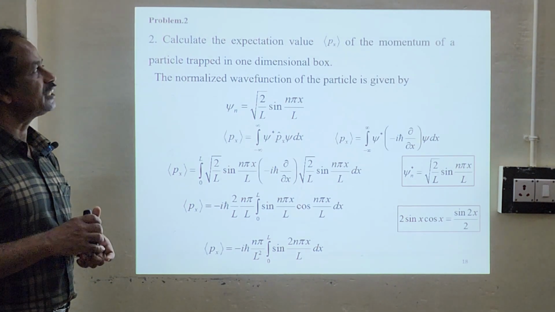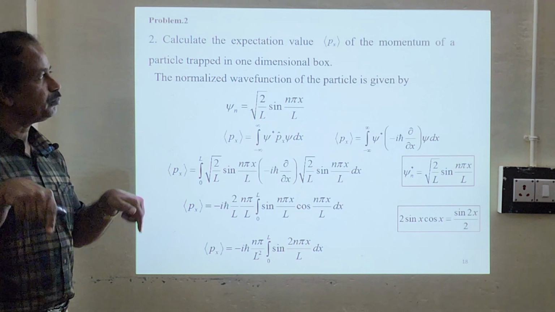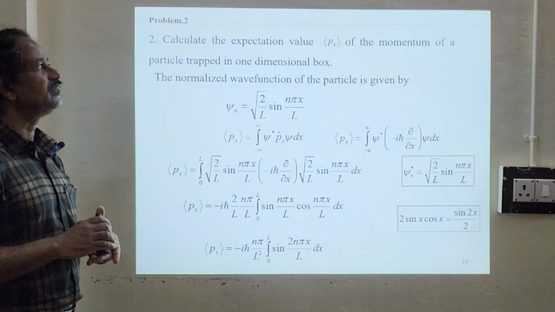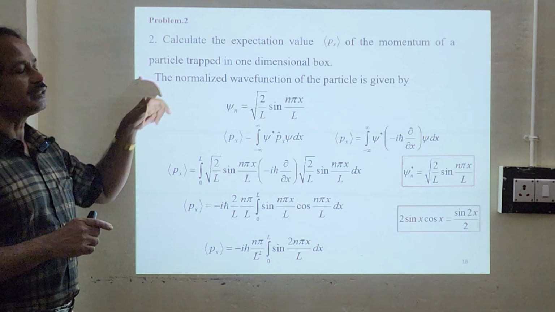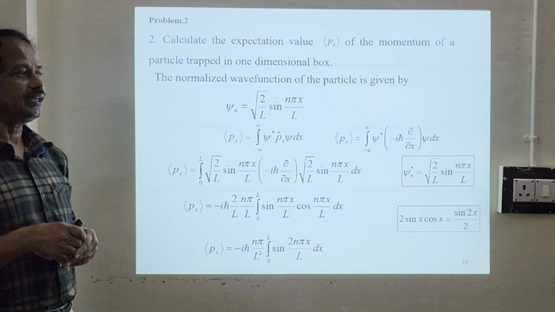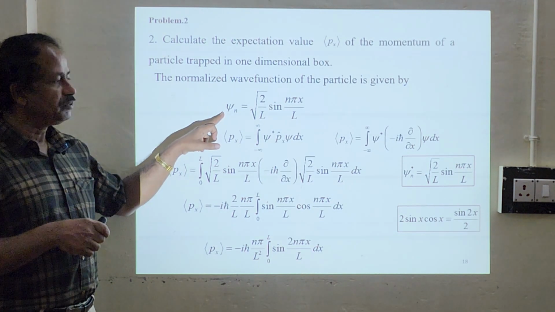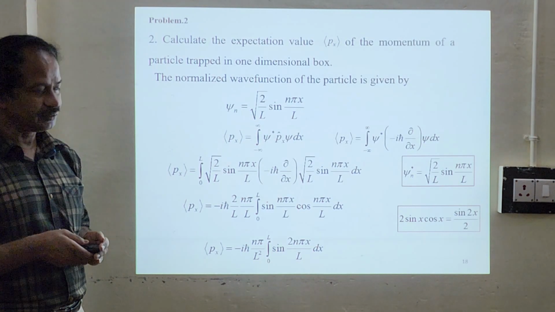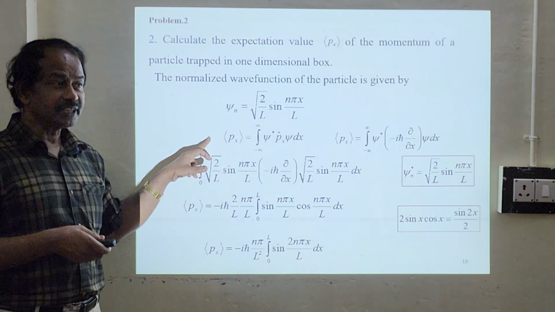Okay, calculate the expectation value of px, the component of the momentum that moves only in the x direction, for a particle trapped in a one-dimensional box. So we are going to find the expectation value of px. We know already psi n equals root of 2 by L sin n pi x by L.